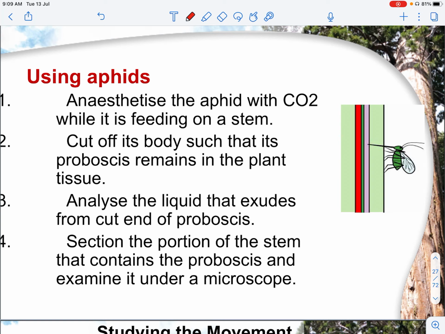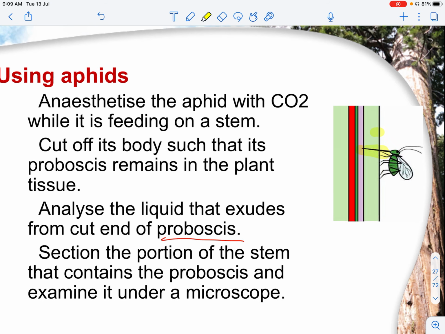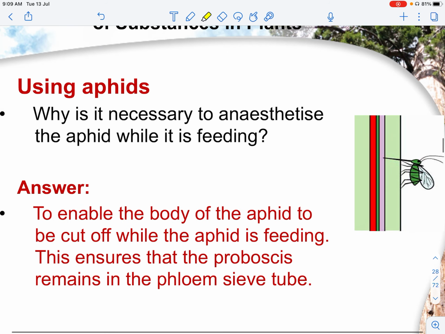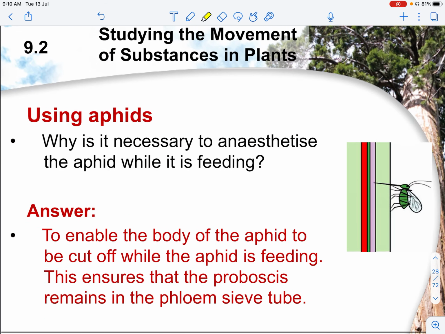Subsequently, what you also realize is that there is a liquid oozing out from the cut end of the proboscis. This is the mouthpiece of the aphid, the one highlighted in yellow. Because it penetrates the phloem of the stem, and as you can remember, the phloem is at the outermost layer of the stem, when we test it, we will see reducing sugar present in the mouthpiece.